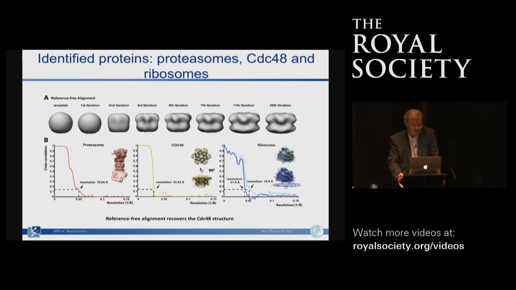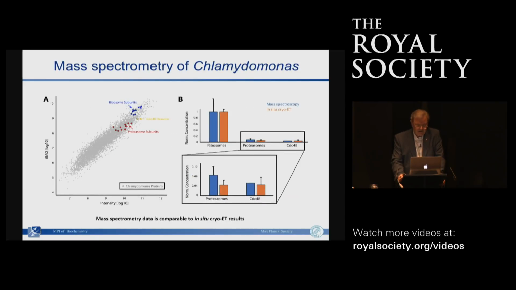It's a reference-free alignment, so as a reference we use basically only a blob which converges to the structure of CDC48. Now that structure is not very well resolved, and the reason is that CDC48 is in these clusters a relatively low abundance protein, so the structure of the proteasome and the ribosome is much better defined here. The interesting thing is that the method is remarkably quantitative.